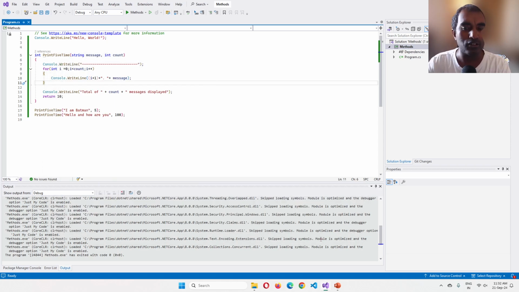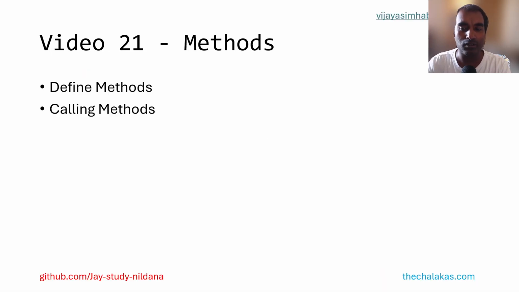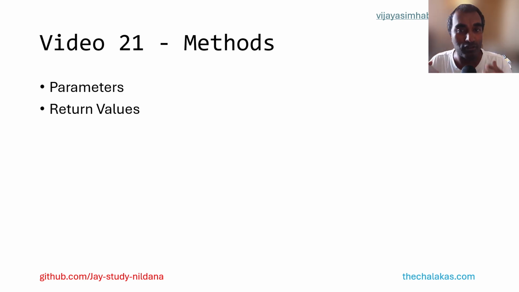So there you go, that is really all you need to know about methods: defining methods, calling methods, parameters, and return values. Of course, this is not all there is to it. Once you start working on projects, you might be dealing with asynchronous methods, in which case you can't just return a data type. You have to wrap it in some kind of task object and stuff like that. All of that we will see.